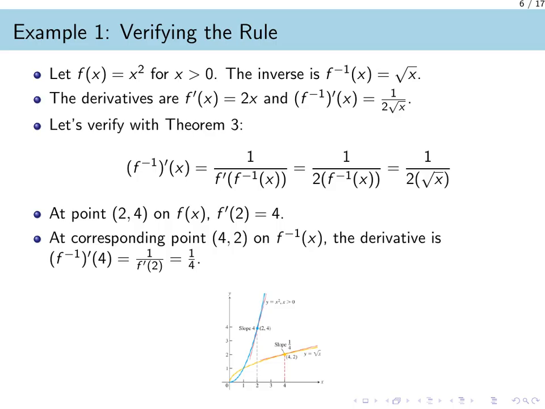We can also test this at a specific point. On the original function, at x equals 2, the y value is 4, and the slope is also 4. The theorem correctly predicts that for the inverse function, at x equals 4, the slope must be the reciprocal, or 1/4. This example shows that the rule works both for the general formula and for specific points.